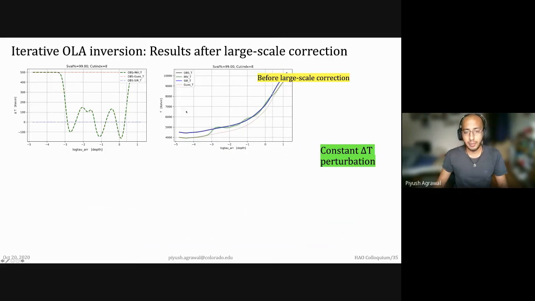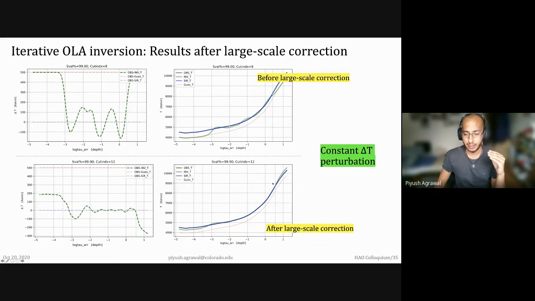these are the plots from the previous slides, showing how the inversion for large-scale perturbations looks when you have not added this constant OLA inversion. But the moment you add this, when you correct for this large-scale perturbation in the OLA framework, it does a pretty good job in most locations, but in the regions where you do not have a lot of information, it is still not able to fix that.